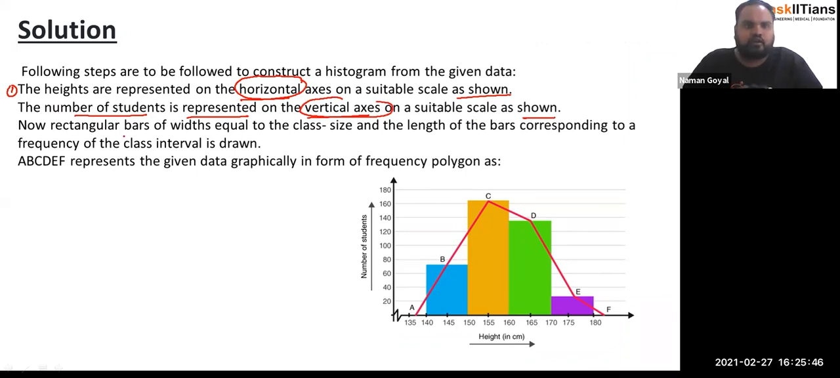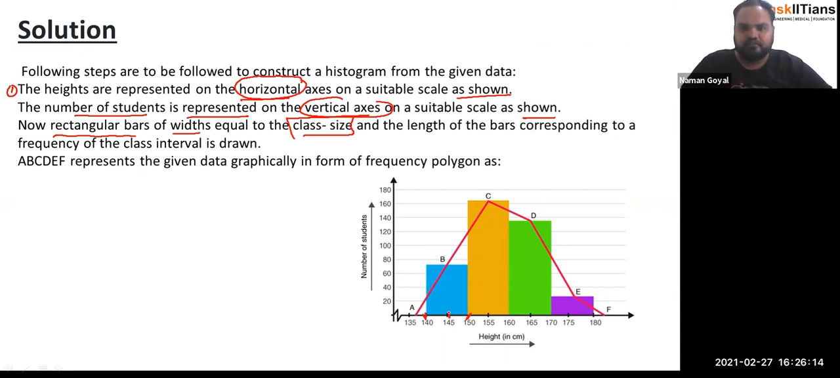Got it. Now rectangular bars of width equal to the class size. The width of that rectangular bar is what? 150 to 145, which is class size given in the table. The length of the bar corresponding to the frequency of the class interval is drawn. Okay, now as I told you, first of all we have to draw the bars. Okay, like this. Then after that, what we have to do, we have to find out the midpoints.